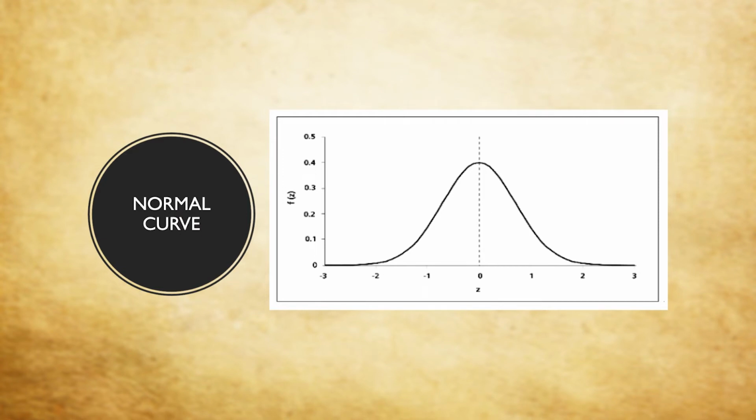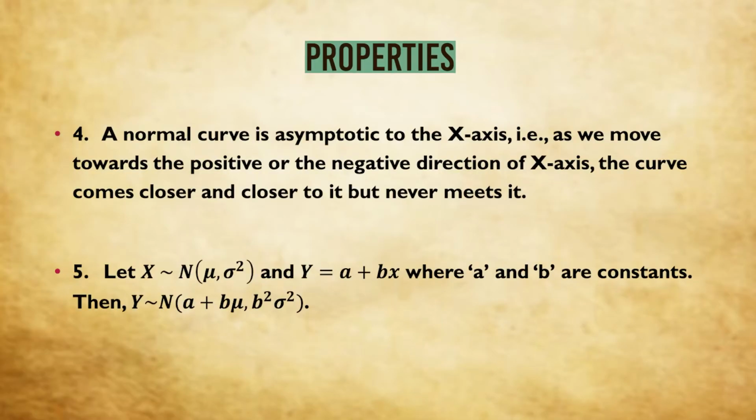It never meets it. Another very important property is this. If y is a linear function of x and x follows a normal distribution, then y will follow a normal distribution as well. So suppose x is a random variable that follows a normal(mu, sigma square) distribution, that is a normal distribution with mean mu and variance sigma square, and y is equal to a plus bx, that is a linear function of x where a and b are constants.